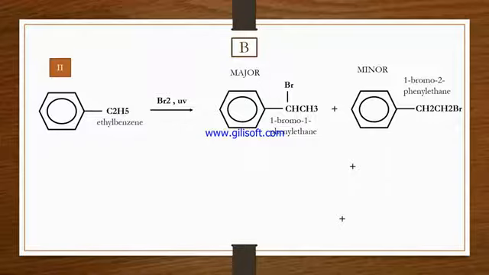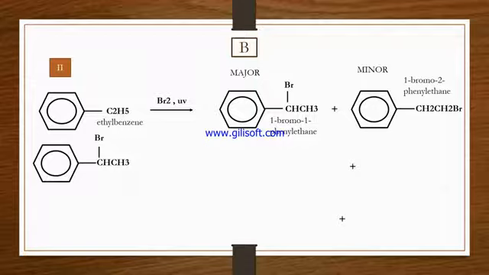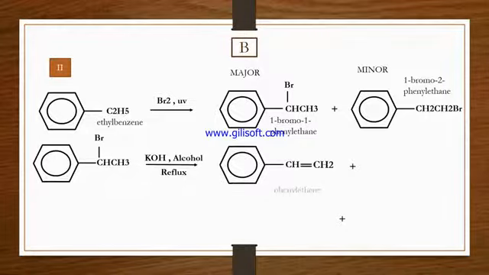Second step is dehydrohalogenation of 1-bromo-1-phenylethane. 1-bromo-1-phenylethane reacts with potassium hydroxide dissolved in alcohol, which will give phenylethene as a main product and hydrogen bromide as side product.